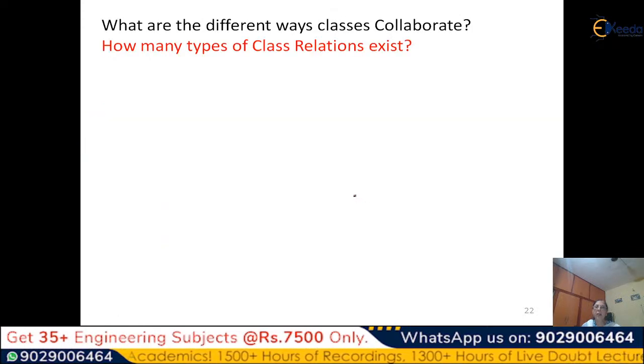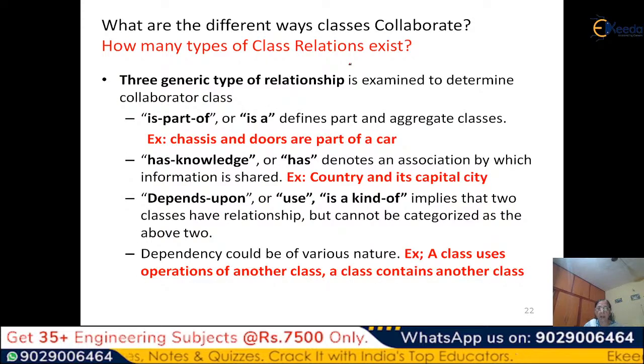So what are the different ways classes can collaborate? Now we have seen the two methods, so we have answered all the questions in that. Now we will go to the class relations. What are the collaborations and the relations between classes? I don't know whether you are aware of it; you might have read it in some of your object-oriented classes. We have majorly three generic types of relations. One is called is part of, another is called has or has knowledge, and the third one is dependency or use or is a kind of. So these are the three types of relations, and this dependency can be of various types.